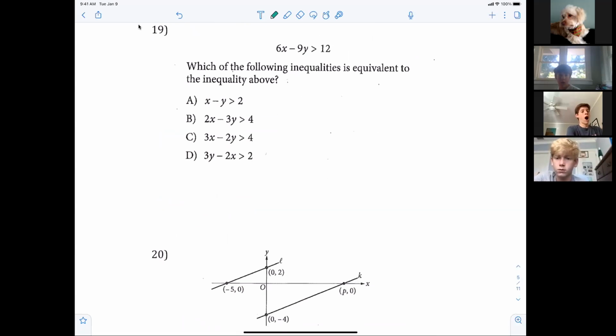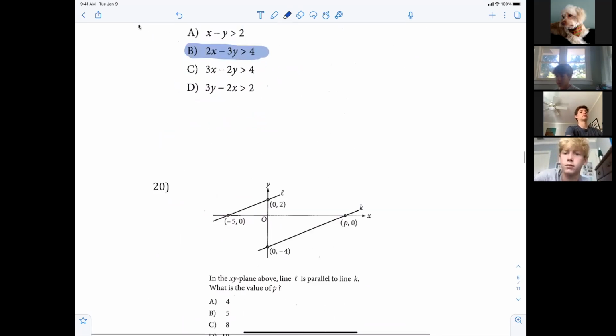Which of the following inequalities is equivalent? All we did was what? Yeah, divided by what? Yeah, I don't understand that. That's an SAT question also. All right, here we go.